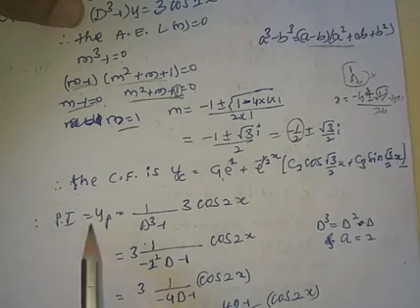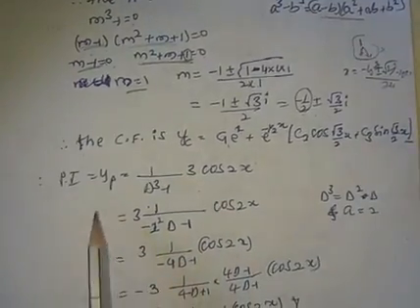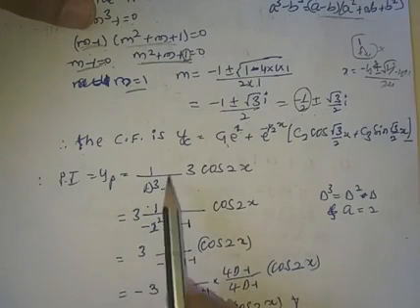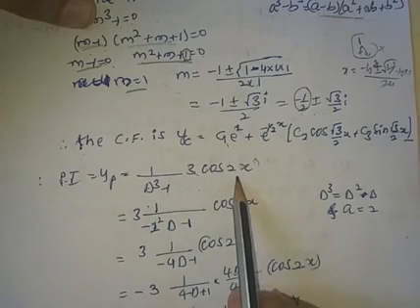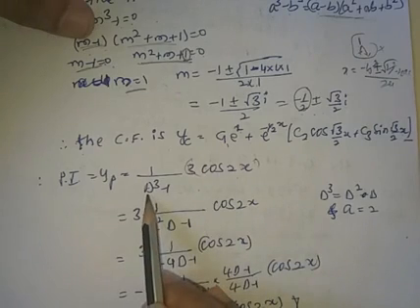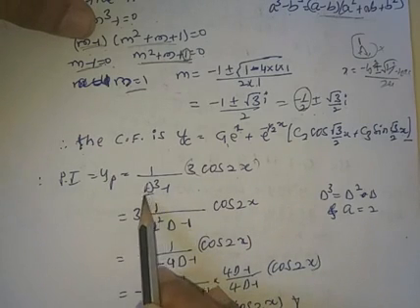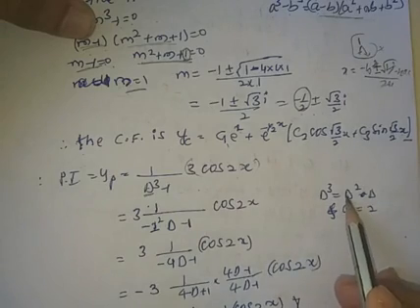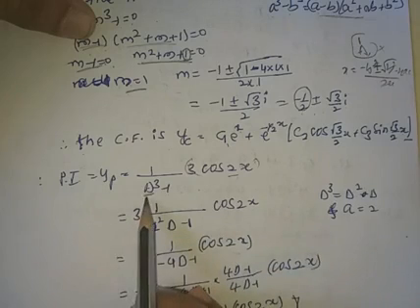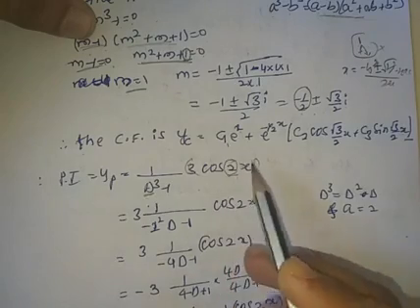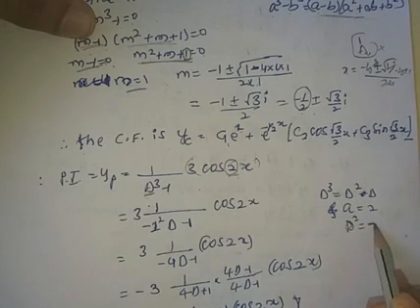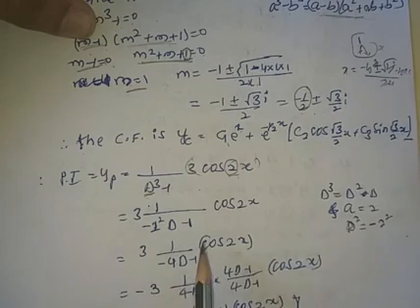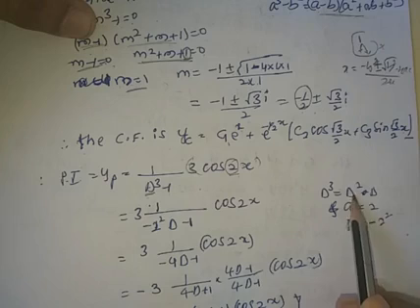Now let us go to find a particular integral. The particular integral is given by yp is equal to 1 divided by D cube minus 1 of 3 into cos 2x. If D square were present, you would have written it directly. Now D cube is present, so whenever it is sine or cos, we have to replace D square by minus a square. Here a is equal to 2, so D square becomes minus of 2 square. So D cube can be written as D square into D.